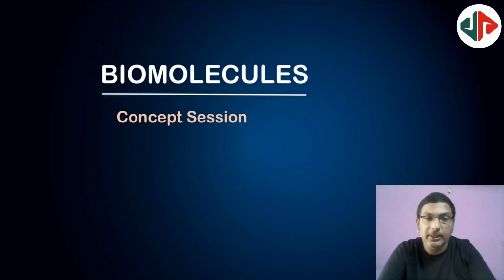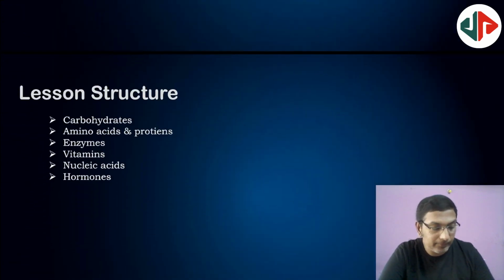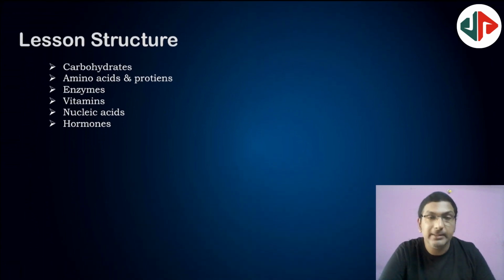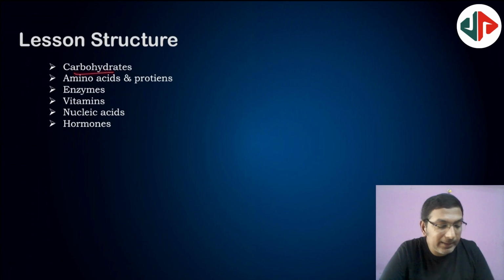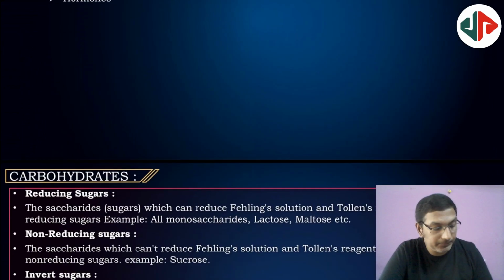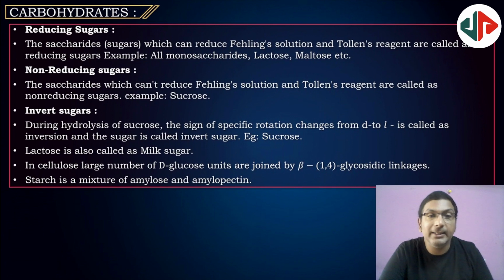In this video, I am going to explain about biomolecules. First, we will discuss synopsis points. So, this is the lesson structure. Here we will discuss carbohydrates, amino acids and proteins, enzymes, vitamins, nucleic acids and hormones. First, carbohydrates.